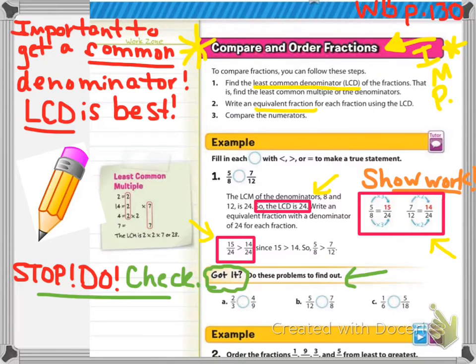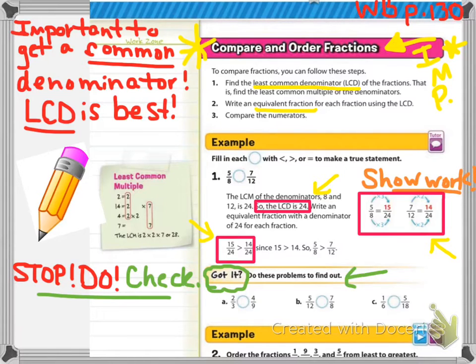All right, write the second step: make equivalent fractions using your LCD, and then compare the numerators. That's the number on the top. Once the denominators are the same, you can compare the numerators to decide least to greatest.